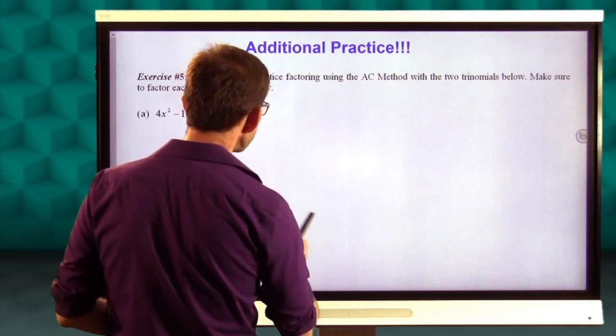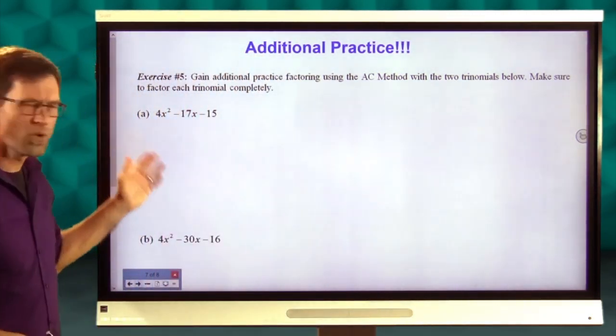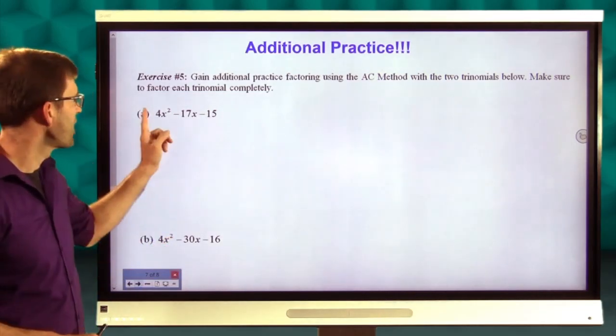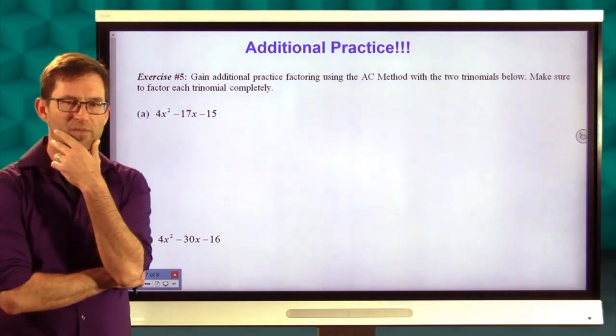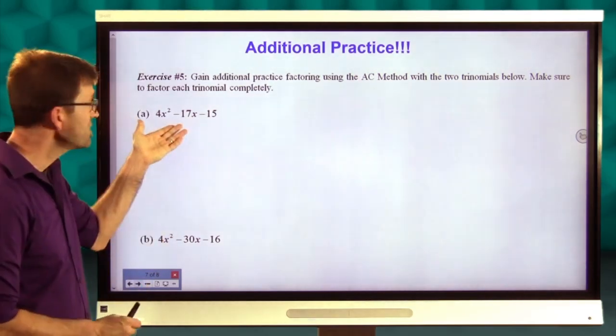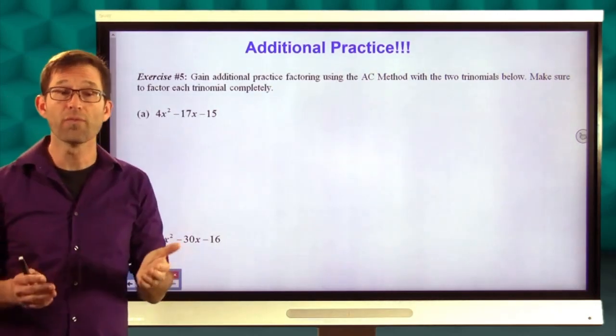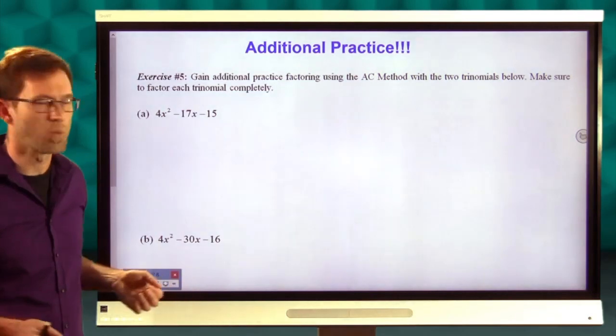Exercise number 5, gain additional factor, practice factoring. Let's do it. So letter A, right? The first thing I want to do in these problems is look at that 4, that 17, and that 15 and go, are there any common factors? And the answer hopefully immediately is no. 17 is a prime number, so it has no factors other than itself and the number 1. Kind of boring, but that is what it is.